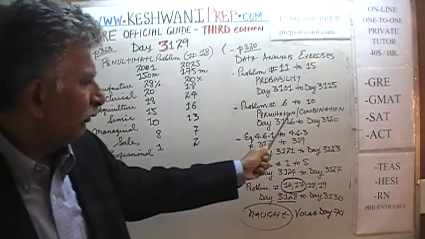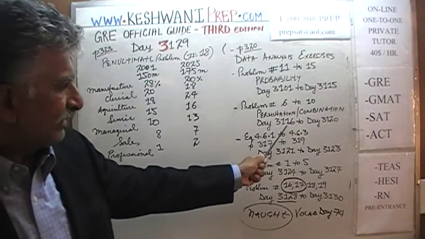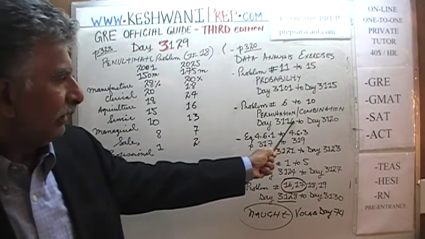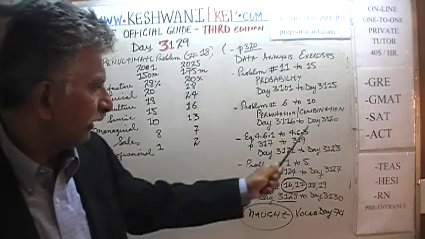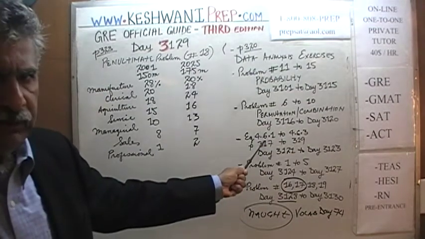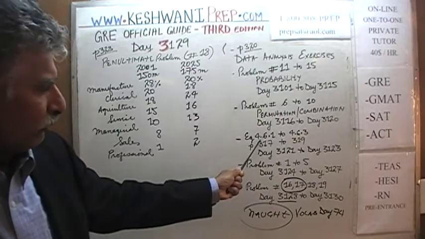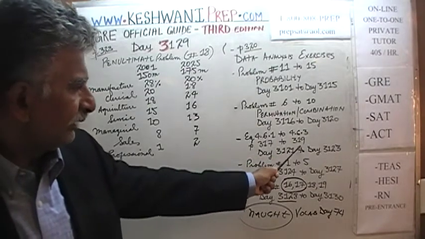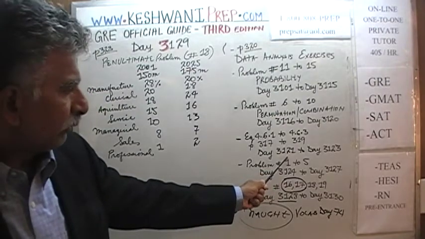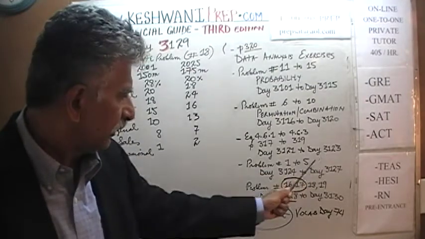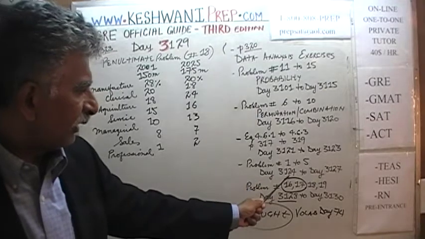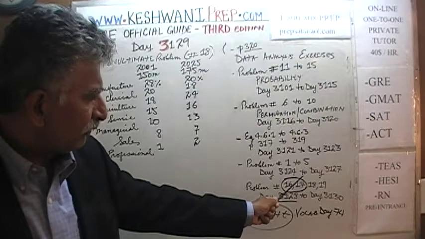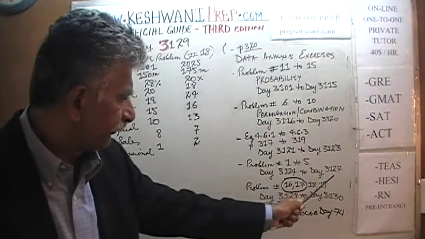Problems 6 through 10 were covered on days 3116 to 3120, and they dealt with the notion of permutation and combination. You will find three examples, 4.6.1 to 4.6.3, on pages 317, 318 and 319, and those were done on days 121, 122 and 123. Problems 1 through 5 were done on days 3124, 25, 26 and all the way up to 27.